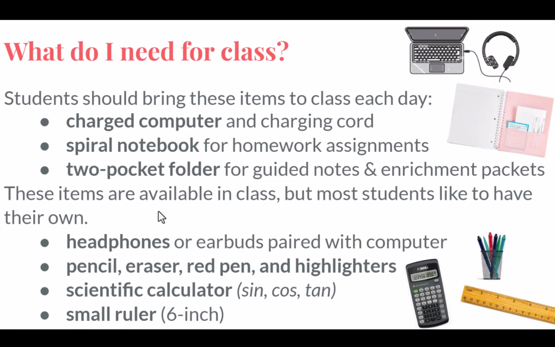These items are available in class, but most students like to have their own. Headphones or earbuds paired with their computer so that they can listen to the lesson recordings. A pencil, eraser, red pen for correcting, and highlighters for taking notes. A scientific calculator, make sure that it includes sine, cosine, and tangent buttons. And a small ruler, just a little 6-inch ruler should do. Again, those things are available in class, but a lot of students like to have their own.